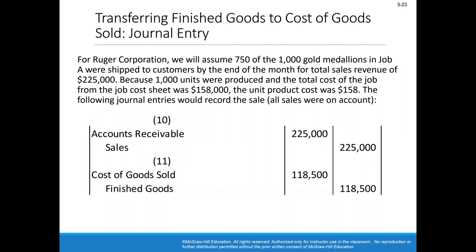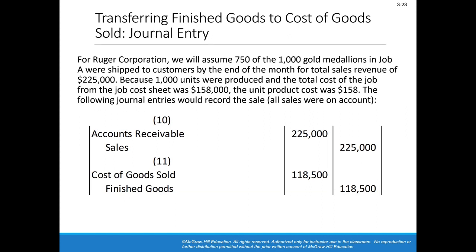The second part is to remove the inventory off the books and then cost it out so that it offsets that sale amount that you just brought in. So cost of goods sold is a debit, finished goods is your credit, and it's for the cost. So remember, it's 158 per unit. So it's the 158 times 750. We come up with 118,500.